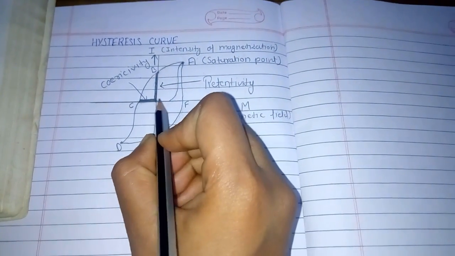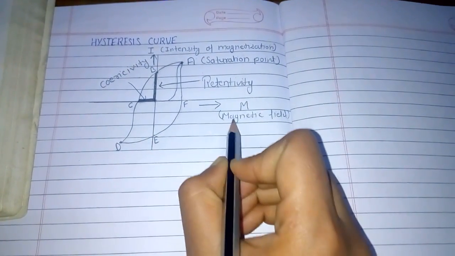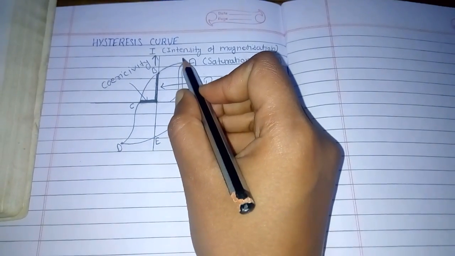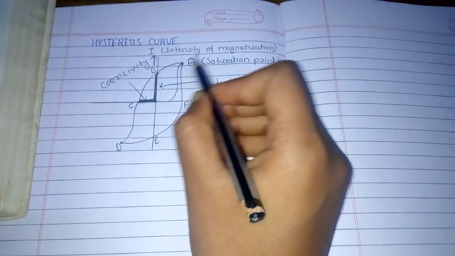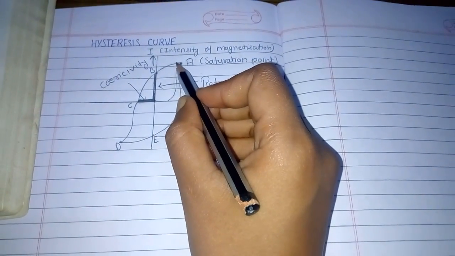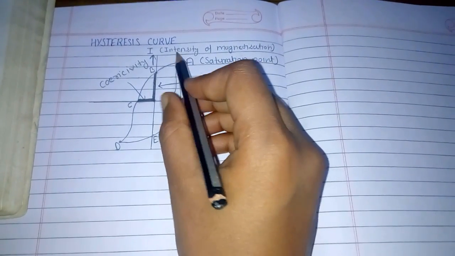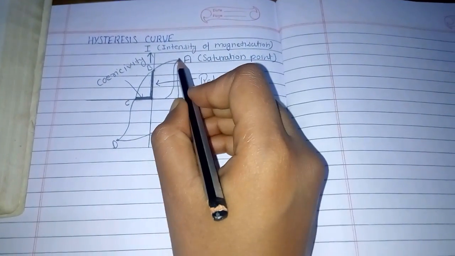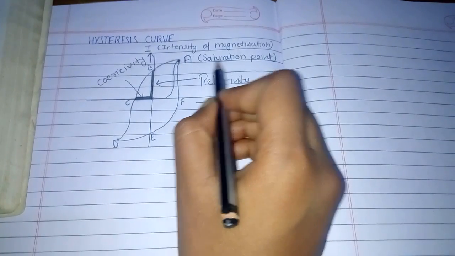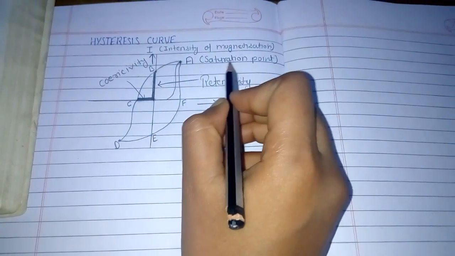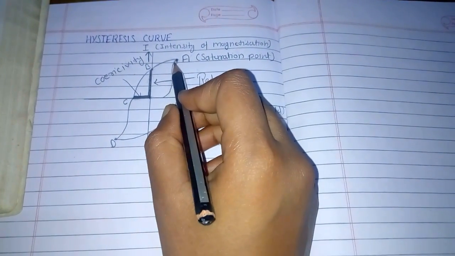Now, when we increase the magnetic field, the intensity of magnetization also increases, but at a certain point, this point is A, the intensity of magnetization becomes constant. This point is known as the saturation point.